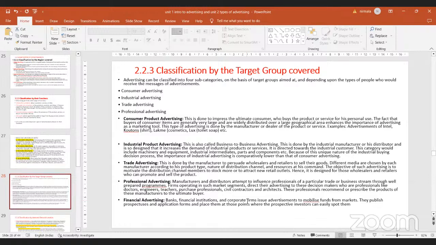For example, if you want to sell your medicines or the equipment which is needed for doctors, engineers, teachers, civil engineers, contractors, architects, etc., then you may go for professional advertising, which exclusively targets its consumers like doctors, engineers, or teachers.